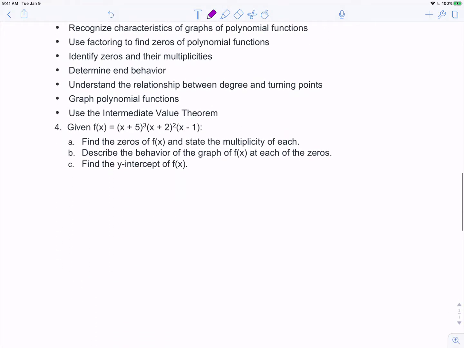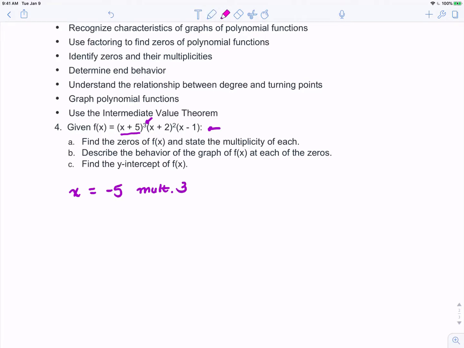Okay, moving on to section 3.4. Given this function here, find the zeros and state the multiplicity of each. So remember, zeros is another word for roots, all right? And so to find the roots of a polynomial that's in factored form, super easy. You just set each factor equal to 0. So one root is negative 5. And notice that that degree is 3. So that's a root of multiplicity 3.